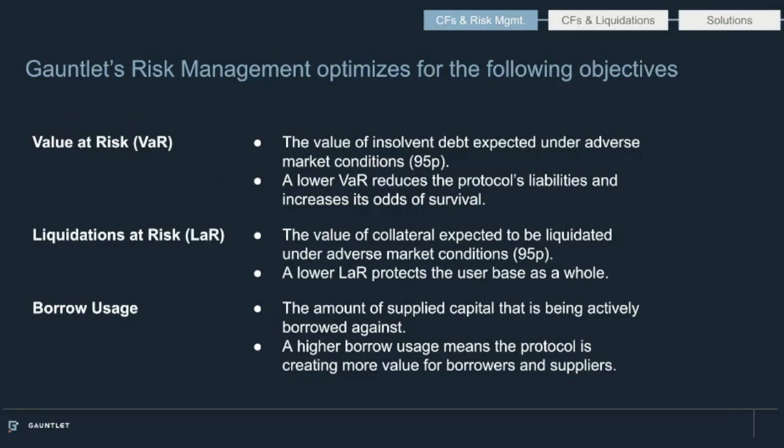Borrower usage is simply the amount of supplied collateral that is being actively borrowed against. Borrower usage matters because it contributes to both the borrower and lender user experience. All else being equal, protocols with higher borrower usage provide a better rate of return to lenders and a more cost-effective source of capital for borrowers.